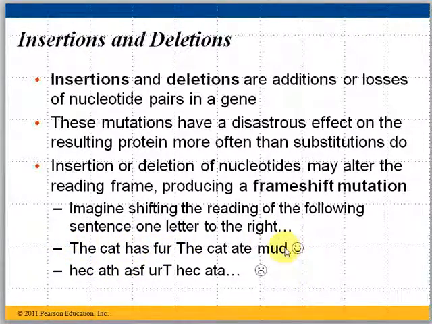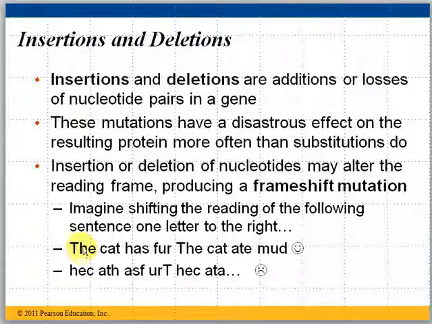I could run all of these letters together, and as long as you know you start with this T, and every 3rd letter starts a new word, you could read these 2 sentences: the cat has fur, the cat ate mud. But what if we do a frame shift mutation? What if we shift to the right by 1 letter? We follow the same rules. Every 3 letters we start a new word, but all we did was shift over 1 letter to the right. Well, then we get this: heck, ash, heck, ata. We get nothing. We get gobbledygook. That's a frame shift mutation.